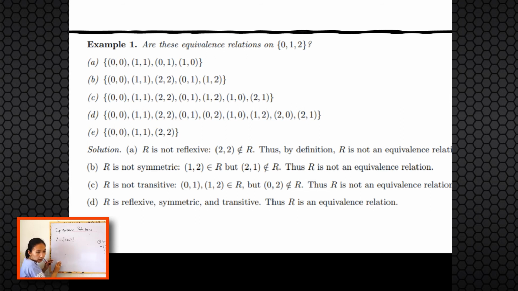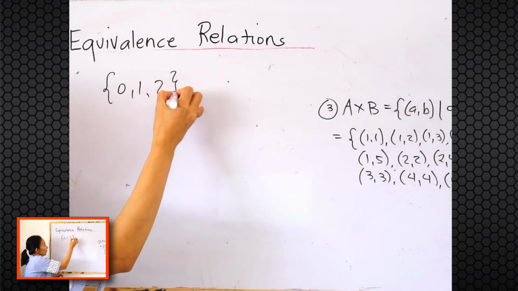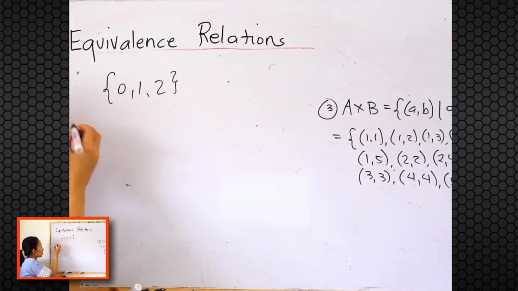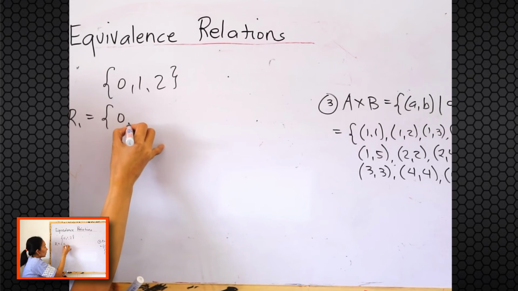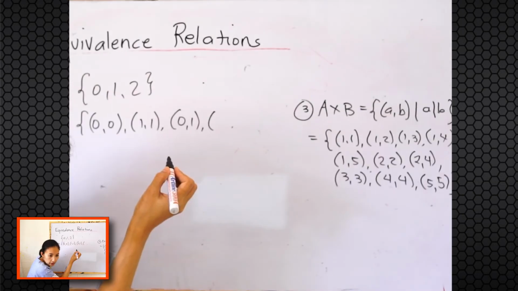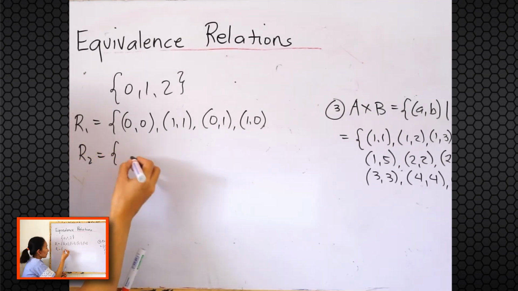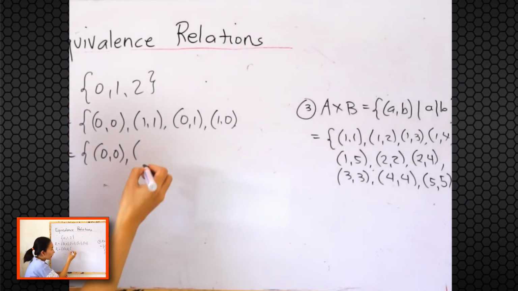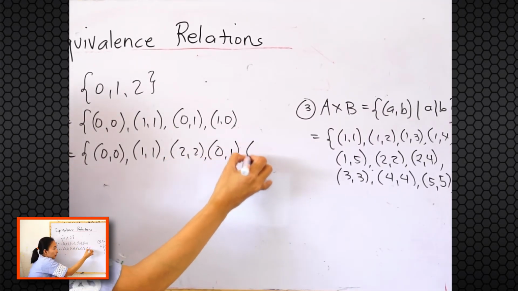The set given consists of the elements 0, 1, 2. And the following are the relations. R1 consists of the elements (0,0), (1,1), (0,1), and (1,0). Then R2: (0,0), (1,1), (2,2), (0,1), (1,2).